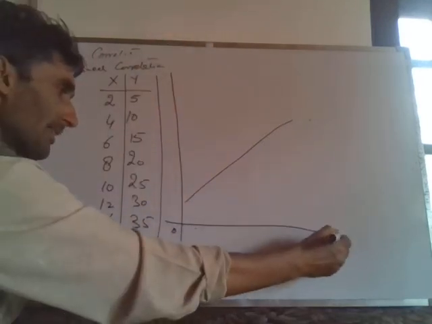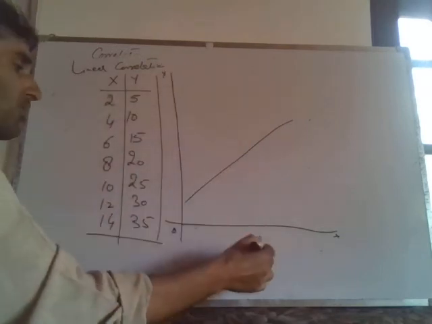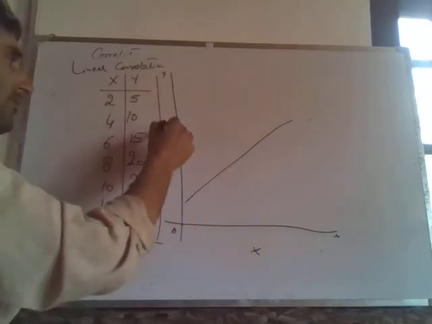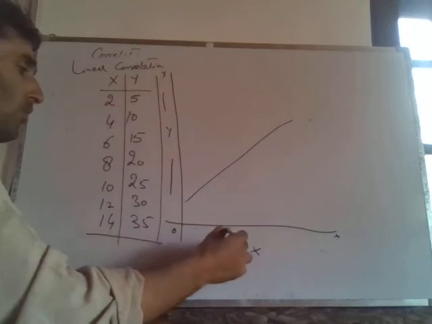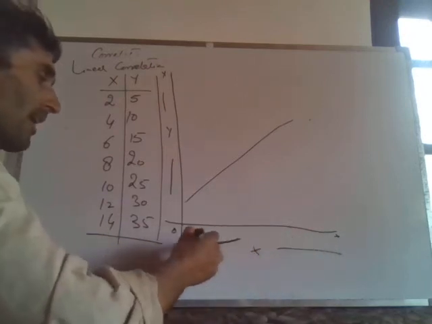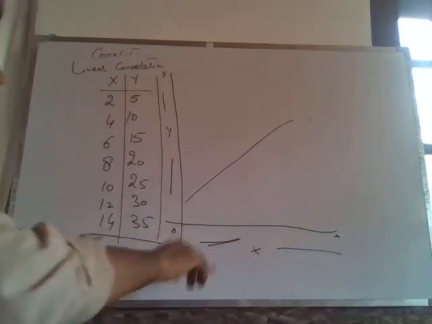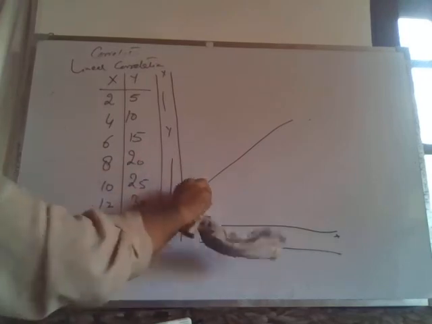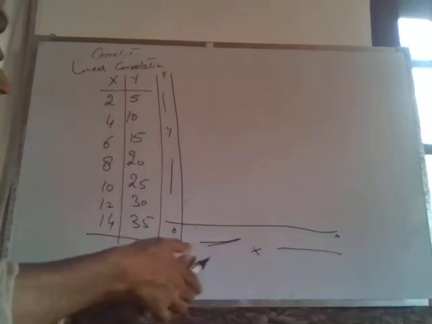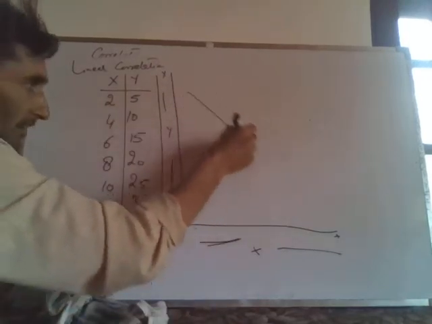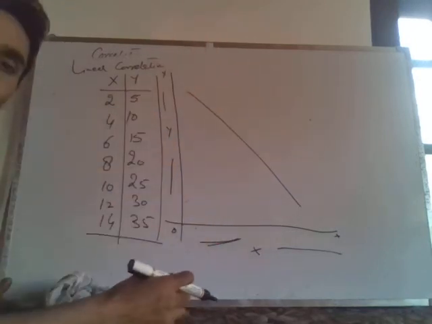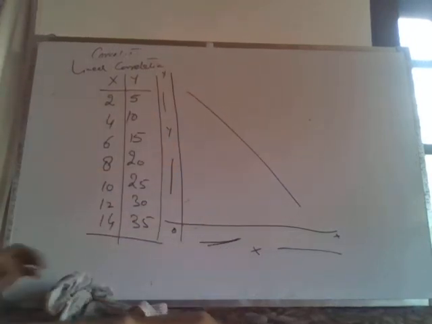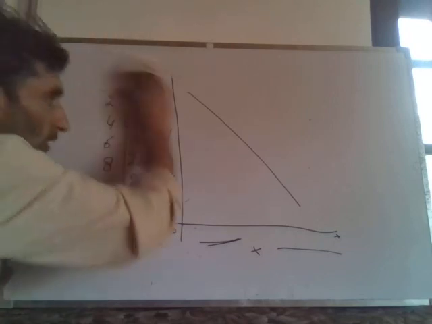If this is X and this is Y, X is shown on this X-axis, Y is shown on Y-axis, values of Y, and these are values of X. This is a straight line. Or it can be like this, but a straight line. It can be negative or positive, but in the form of a straight line. This is linear correlation. Now you take the non-linear correlation.